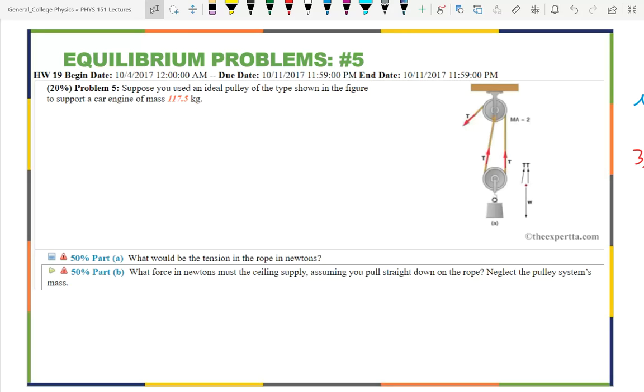So summing the torques, this one here is a distance of 1, 2, 3, about 4 inches away from the fulcrum. This one here is a distance of 1, 2, 3, 4, 5, 6, 7, 8, 9, 10, a little over 11 inches away from the fulcrum.